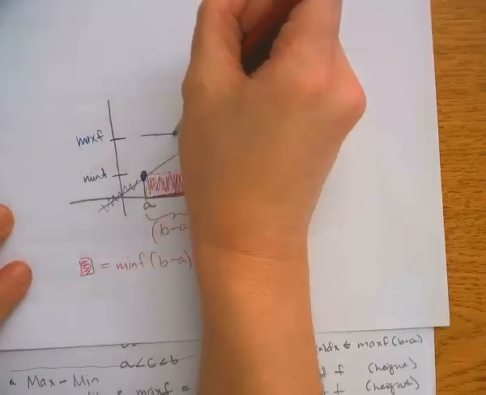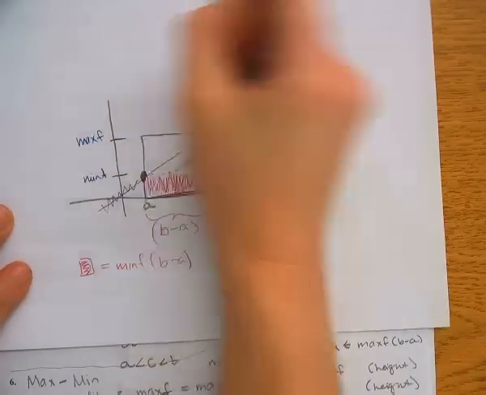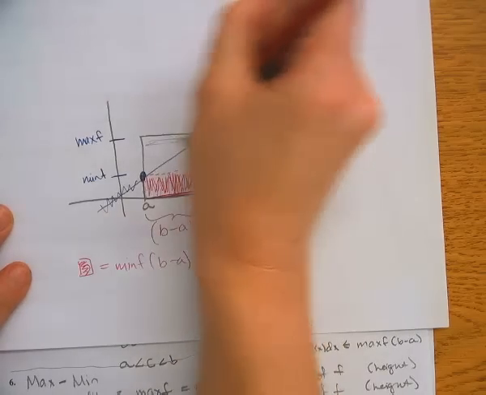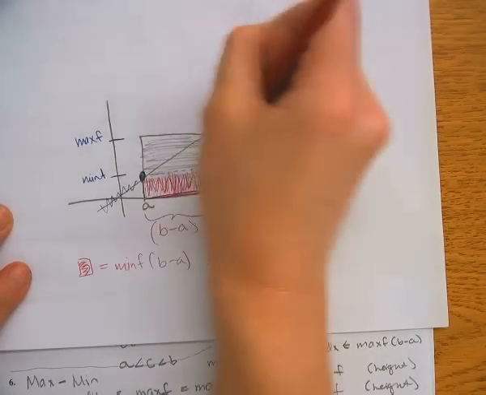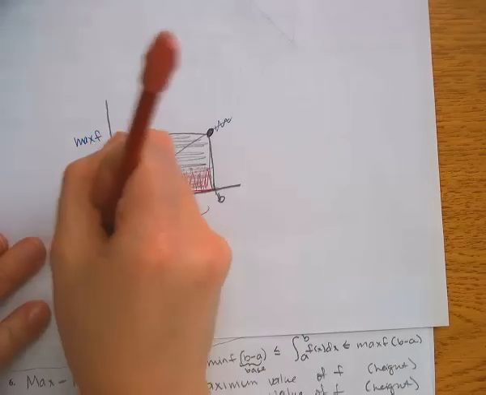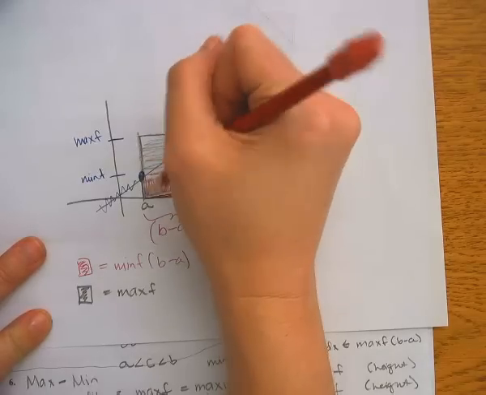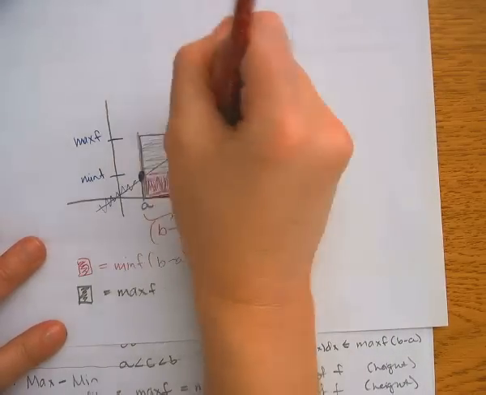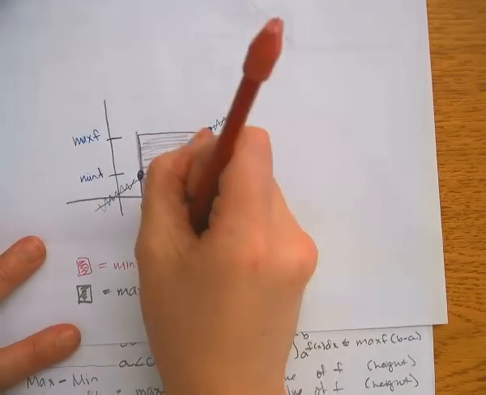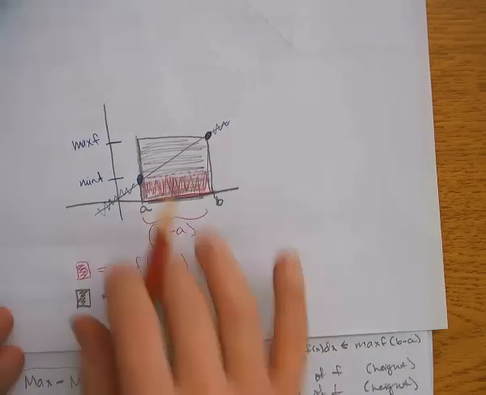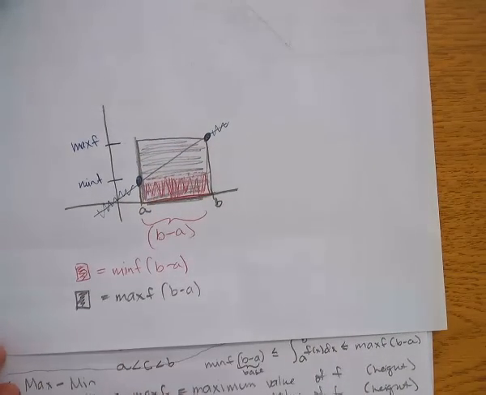So here's the maximum value of f, it's way up here, times b minus a, that would be this rectangle, the one colored in pencil. That would be the maximum value of f, which is this height, times this base. b minus a creates that rectangle. So the shaded one in pencil is max f times b minus a.